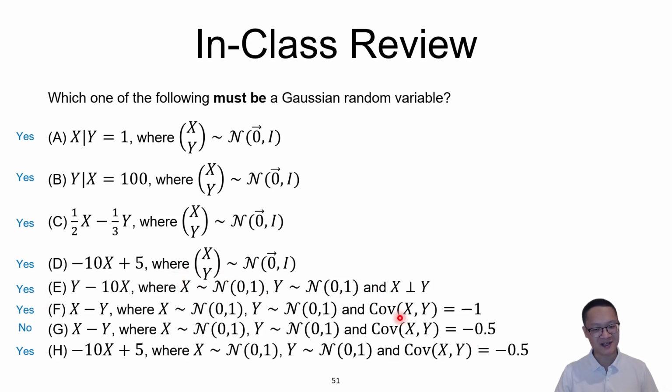But in the most general case, if it's not a special case like this, then two individually Gaussian variables, not necessarily jointly Gaussian, their sum or a linear combination of them may not be Gaussian.